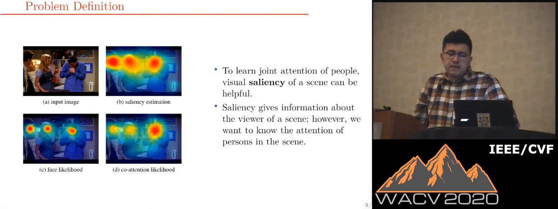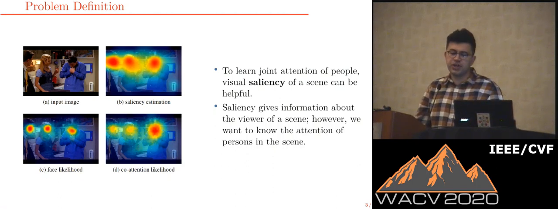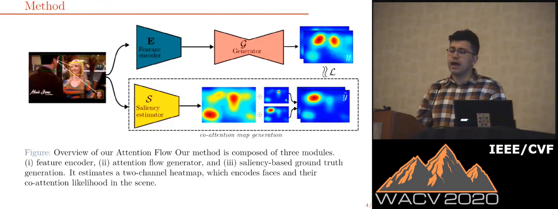So here you see an input RGB scene. We try to estimate two channel heat maps for a given RGB image. The first channel represents the face likelihood, and the second is the co-attention likelihood of the persons in the scene. And to get the ground truth, we use the estimated saliency of the scene.